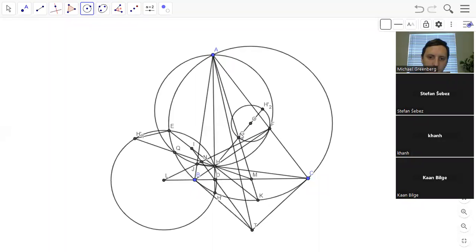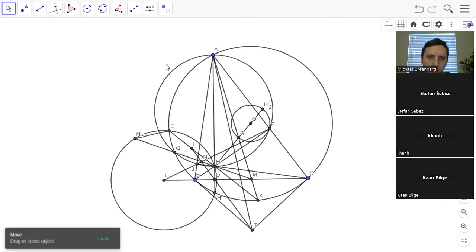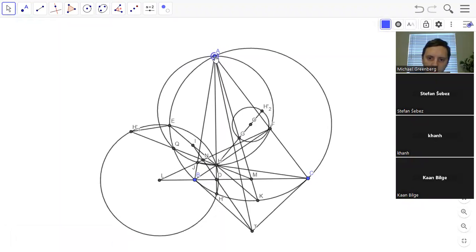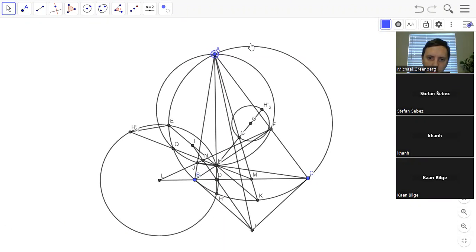Yeah. And I think it's a coincidence that it looks like it passed through F. So I don't think that's true in general.